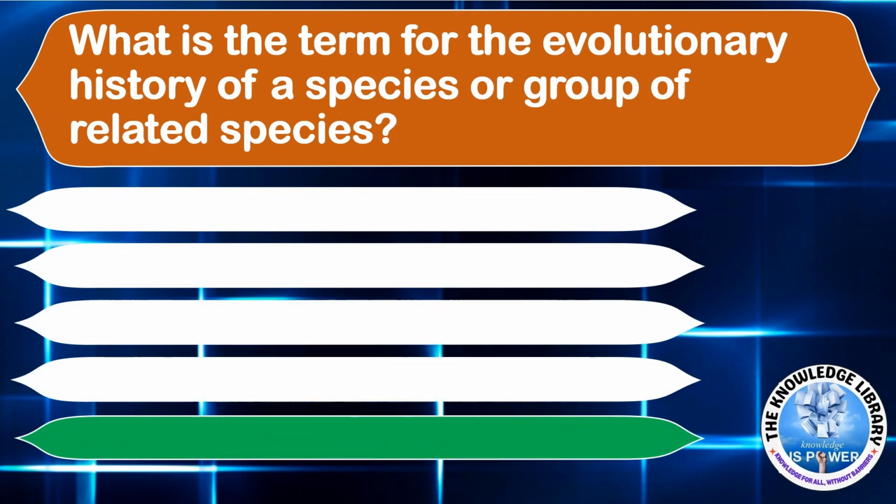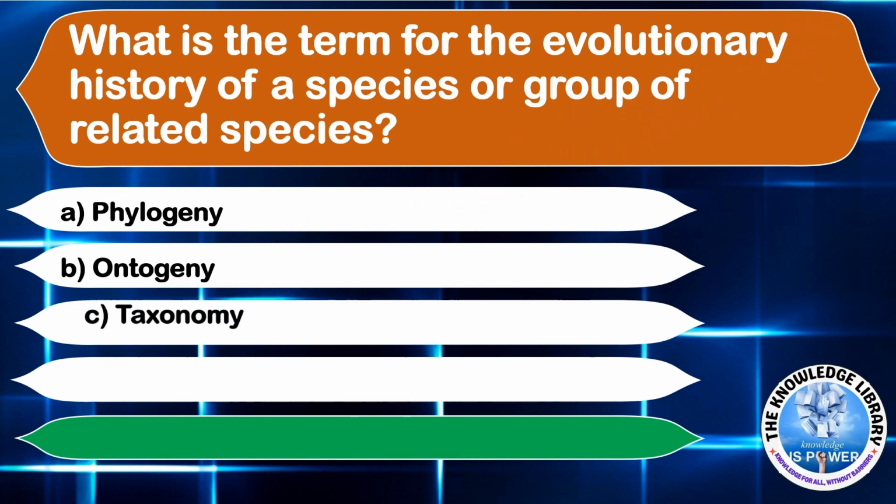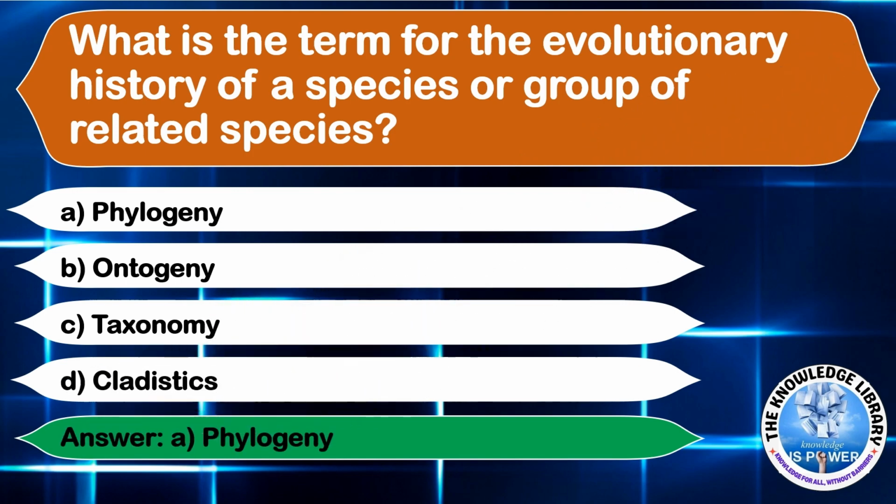The next question is, what is the term for the evolutionary history of a species or group of related species? Option A, phylogeny. Option B, ontogeny. Option C, taxonomy. Option D, cladistics. Answer is option A, phylogeny.